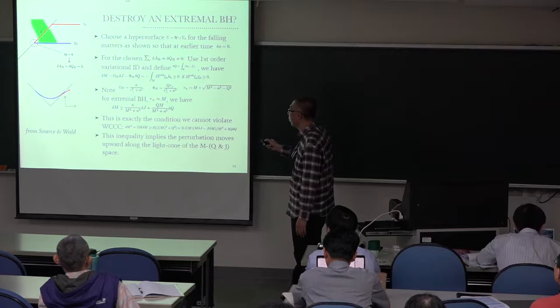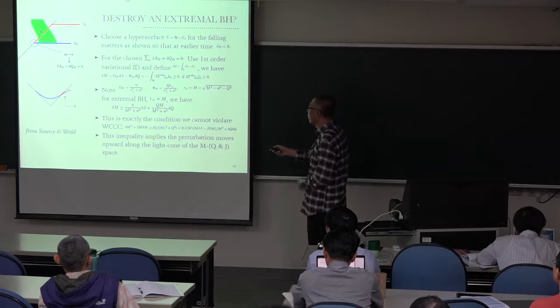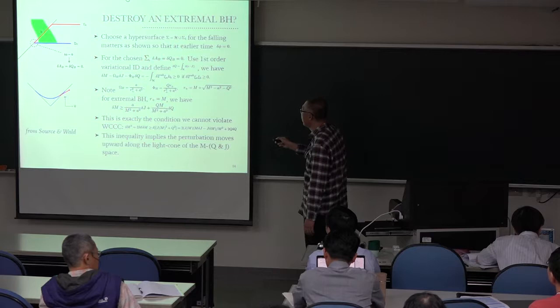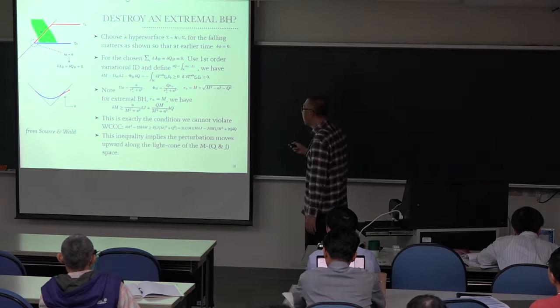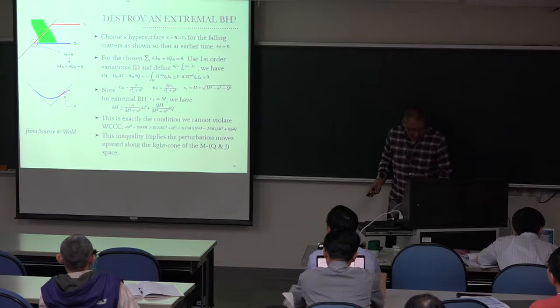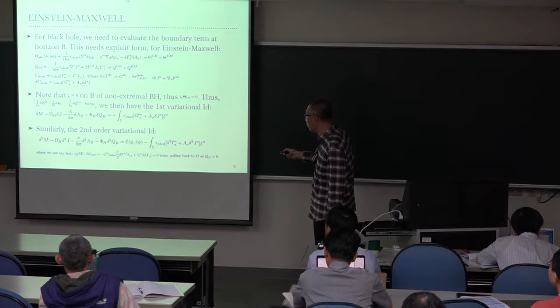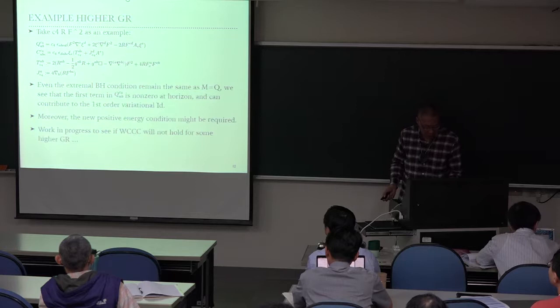At this point, we require there be no mass change. By this condition, we can say that the area and the charge associated with the horizon have no variation at first order. Then our first order identity becomes something like this. So we have this term, and then remember, we also have another term coming from C. We have another term coming from here. So this time it gives you the charge change at the horizon.